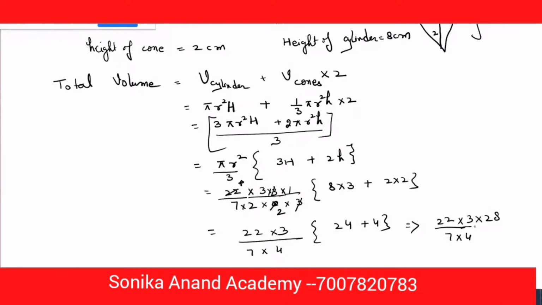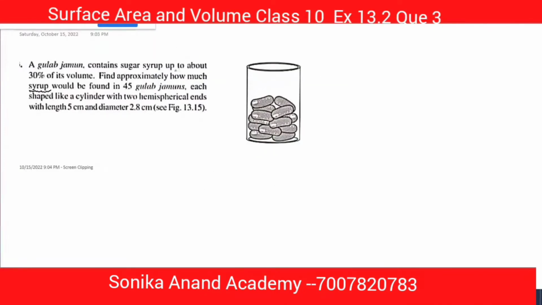Now 7 can easily be cut. Now we have 66 centimeter cube. And syrup is about 30% of its volume. That means, see, the volume of syrup is 30% of the volume of the gulab jamun. So firstly, we have to find the volume of the gulab jamun.